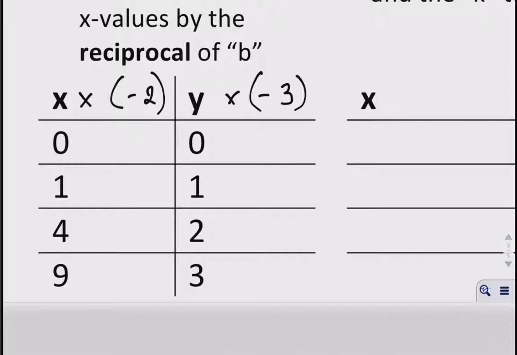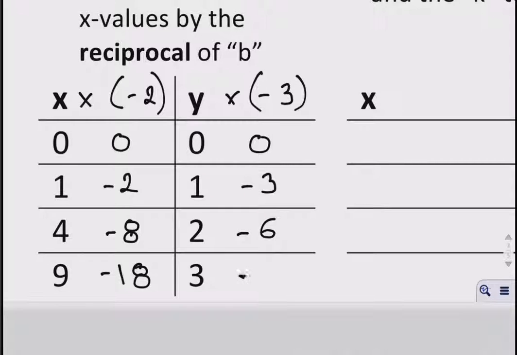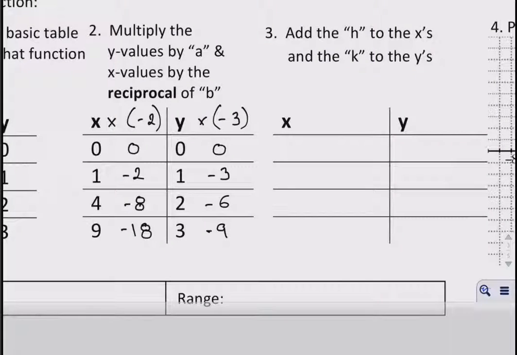Let's write out our x and y values. For x: 0, -2, -8, and -18. For the y, I have 0, -3, -6, and -9. There is your step number 2.